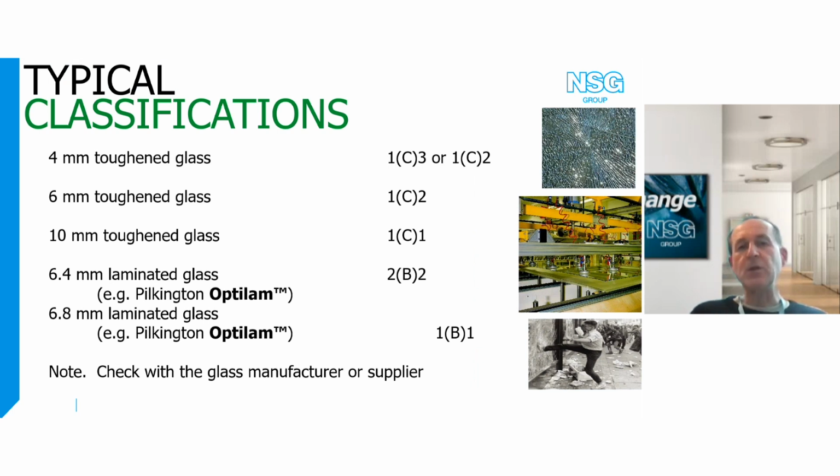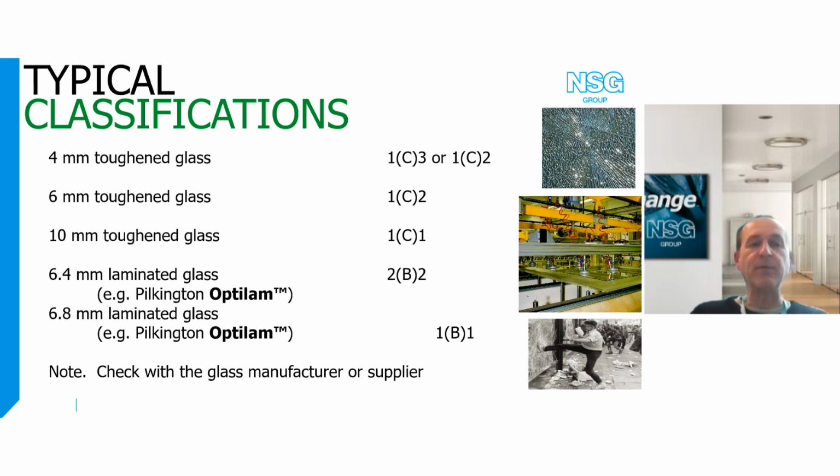The classification to BS EN 12600 will depend upon several factors, including the glass type and the thickness. And also it's worth pointing out that classifications may vary from one manufacturer to another. So it's always worth checking the classification with the supplier. For toughened glass, the classification can range from 1C3, particularly for thin toughened glass, to 1C1 for thick toughened glass. The type and thickness of the interlayer in laminated glass is the primary influence on the classification.